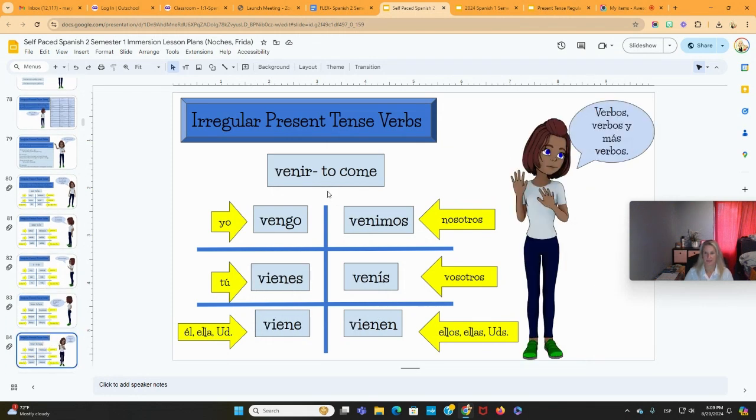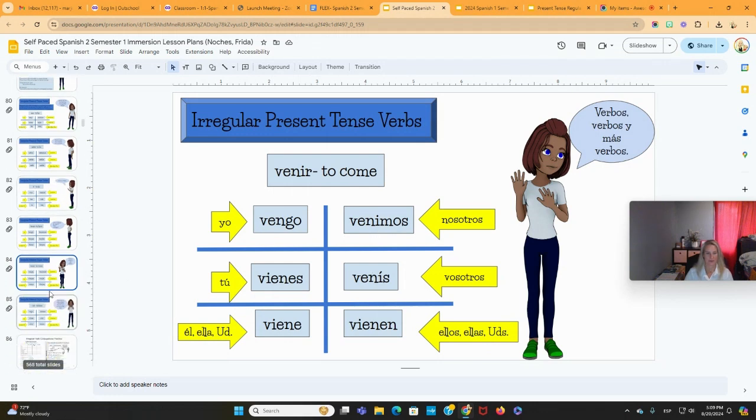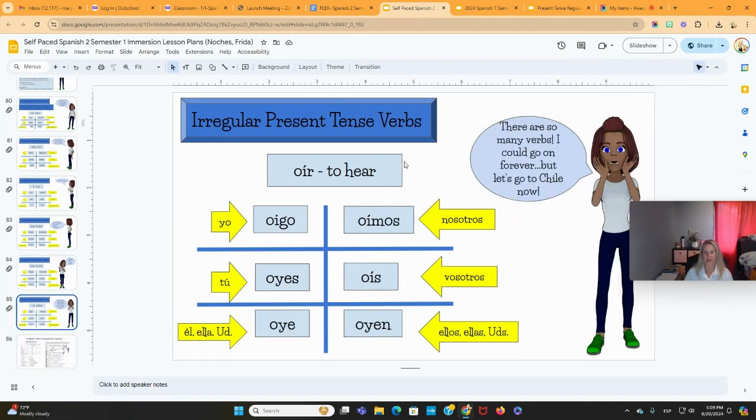And venir. Venir is just like tener, but it's an IR verb, so you want to use IR endings. You get vengo, vienes, viene, venimos, venís, vienen. And the last one, oír. Oír means to hear. In the yo form it is oigo. So in this verb conjugation, there are G's and there are Y's. That's a really funky one. So you get oigo, oyes, oye, oímos, oís, oyen.